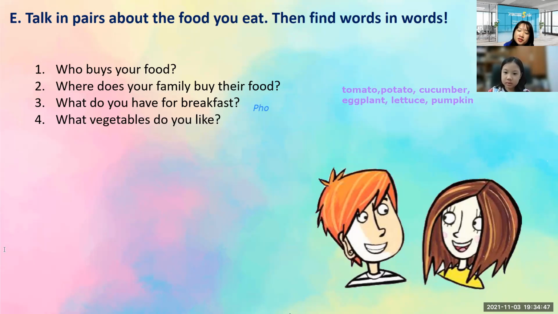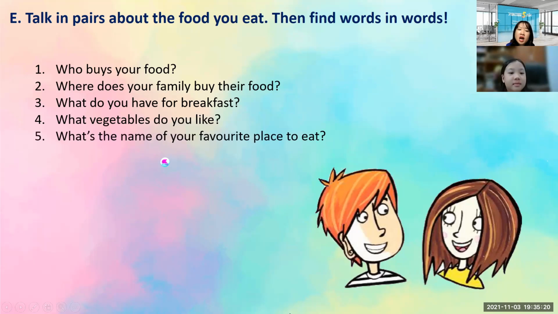Chew faster. You don't like anything? No. But you have to choose the thing, cucumber. Okay, the cucumber is the best here, right? Yes. So that means you don't like vegetable? But vegetable is very good. If you want to be pretty, if you want your skin to be good, you have to eat a lot of vegetable. Number five, what's the name of your favorite place to eat?